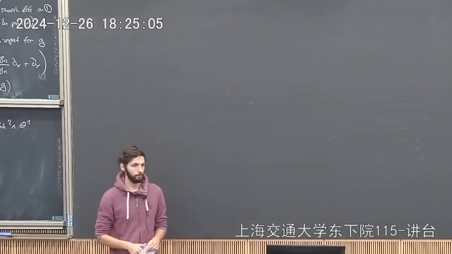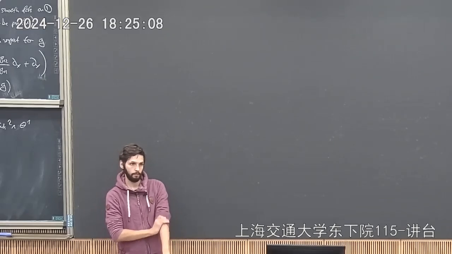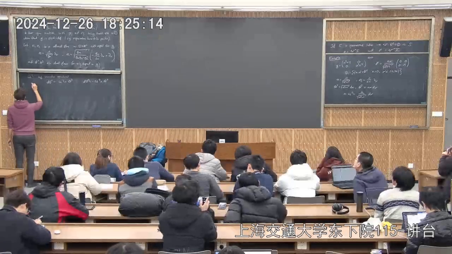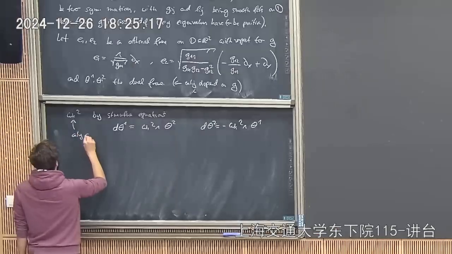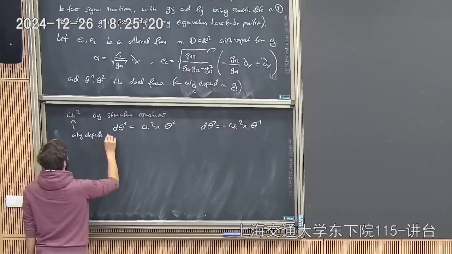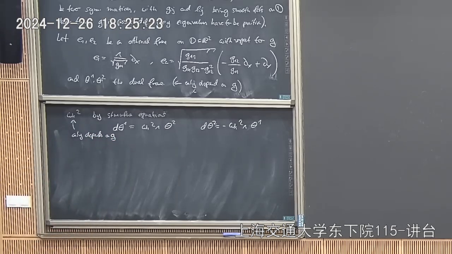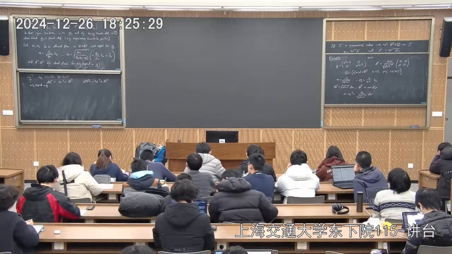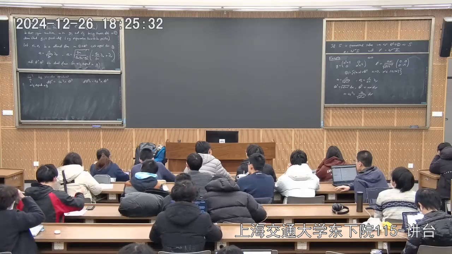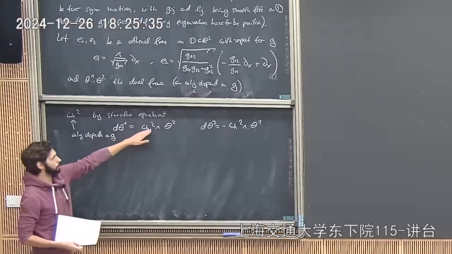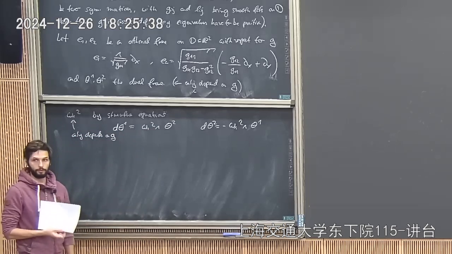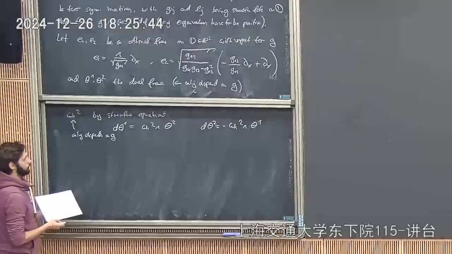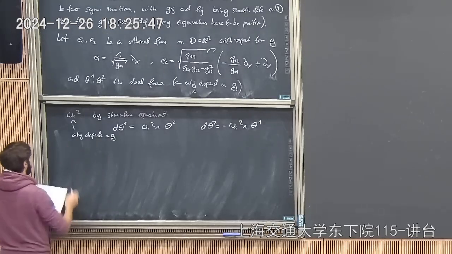Okay, who has an idea what we do next? We haven't used the second fundamental form at all, right? So this one also only depends on G. What do we do with the second fundamental form? Well, we use the structure equations to define omega 1,2, so it's also natural to use the structure equations to define omega 1,3 and omega 2,3. And the structure equations were given in terms of the second fundamental form.